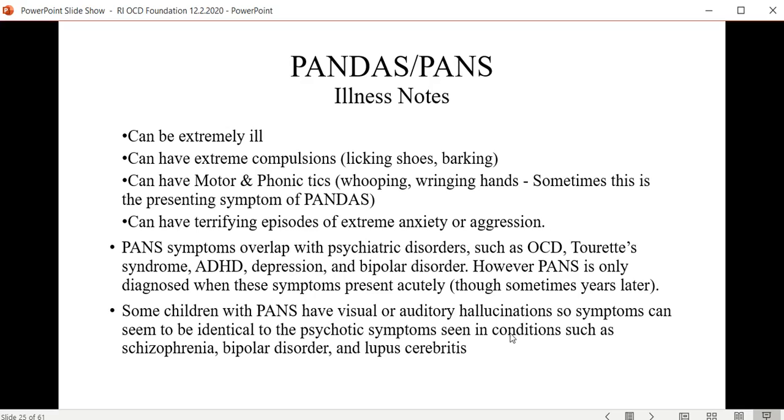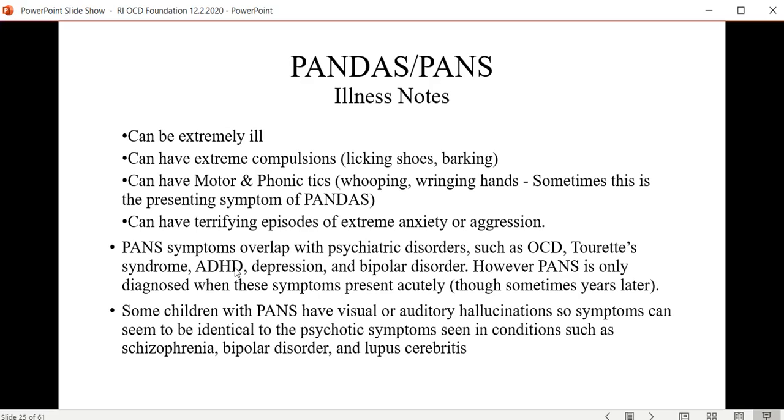They overlap multiple psychiatric disorders: OCD, Tourette, ADHD, depression, bipolar, schizophrenia if they're psychotic. However, those things did not occur until this acute episode. So if a doctor is clearly paying attention to their DSM diagnostic manual, when they give an ADHD diagnosis to a 12-year-old who didn't have it last year, they are not appropriately giving that diagnosis. You can't just have ADHD all of a sudden.